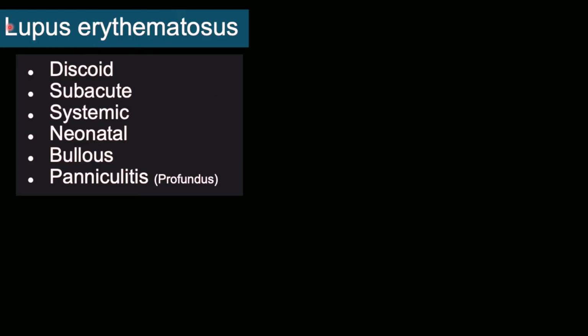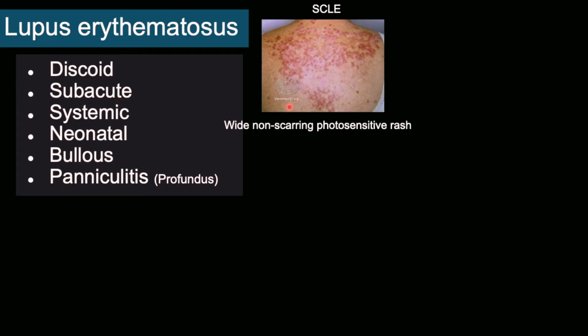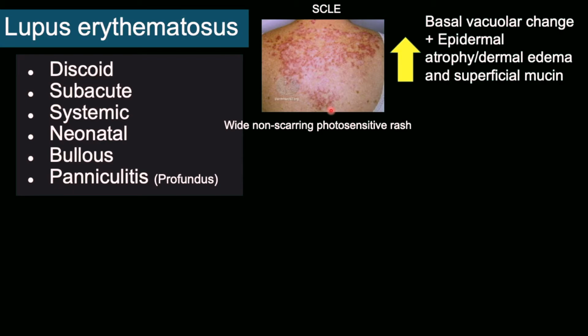So moving on, lupus erythematosus has different variants like all other diseases. We will not be able to cover those in detail. We spoke about the discoid. The subacute form is usually clinically appreciated as a wide non-scarring photosensitive rash, where on histology you see other features like lichen planus, basal vacuolar change, epidermal atrophy, and dermal edema, and superficial mucin will increase.